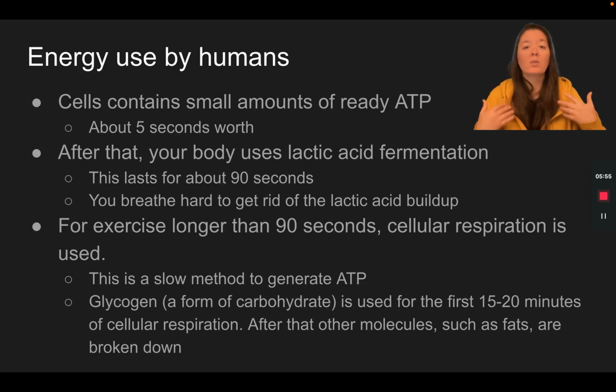You breathe hard to get rid of that lactic acid that's been building up in your body, and for exercise that's longer than 90 seconds, we start going into cellular respiration. Cellular respiration is much slower, but it does produce more ATP. That was fermentation. I hope it helped.